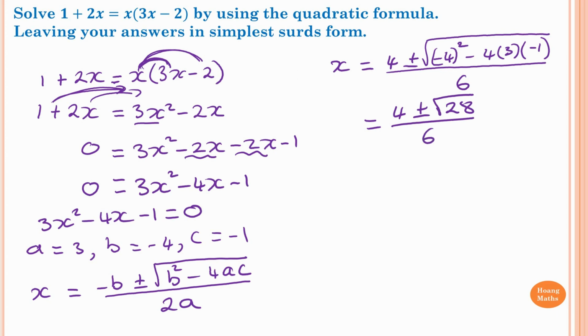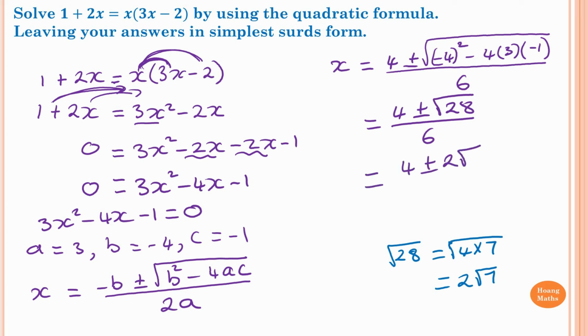But then this is not the simplest form. So to do this, I need to simplify further. Please note, 28 is equal to 4 times 7, because 4 is a square number. So the square root of this is equal to the square root of this. The square root of 4 is 2. So this will give me 2 square root of 7. So this is equal to 4 plus or minus 2 square root of 7, over 6.